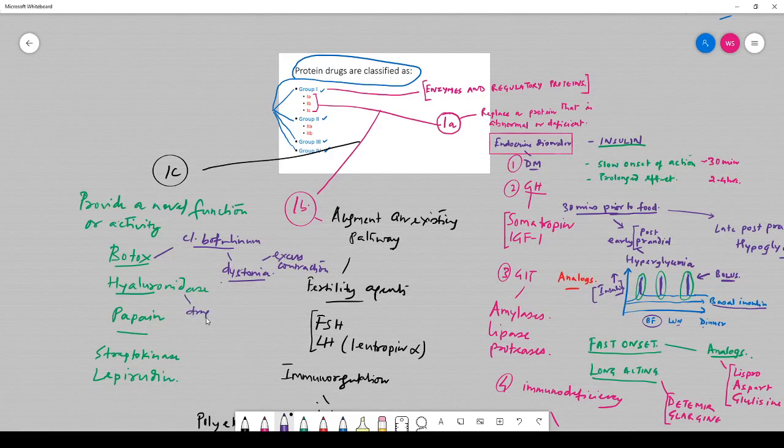So hyaluronidase, this is actually used for drug delivery. Hyaluronidase degrades hyaluronic acid, which is the cementing material of cells. So if you remove the cementing material, what happens? Absorption can be increased.